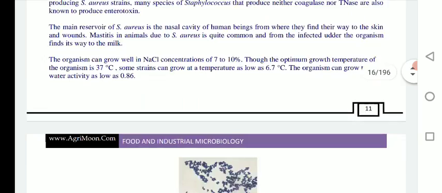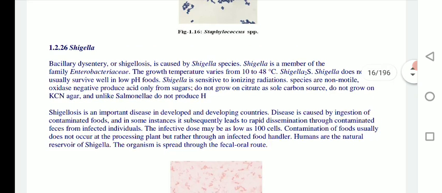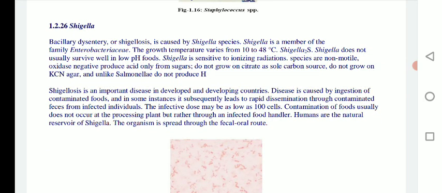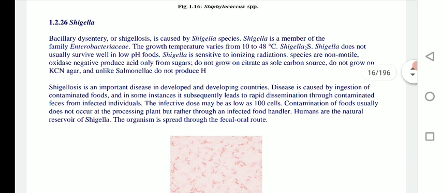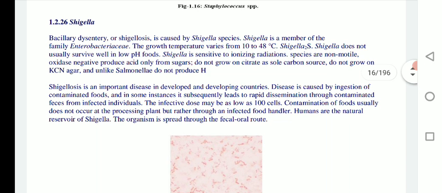Okay. The next important organism is Shigella, which causes Shigella dysentery. You have heard this term, Shigella dysentery. Bacillary dysentery or shigellosis is the common term used to denote Shigella dysentery, and it is caused by Shigella species. Shigella belongs to the family Enterobacteriaceae, and the growth temperature varies from 10 to 48 degrees Celsius.